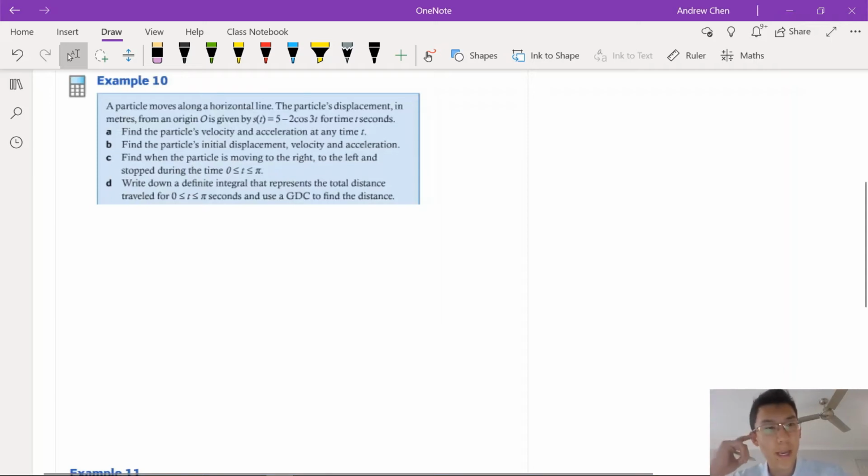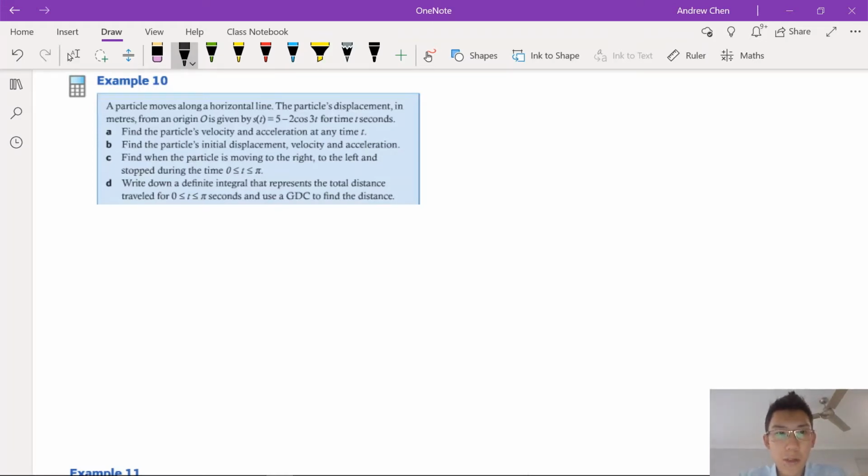Let's look at example 10 and 11. These are the last two examples in this chapter, and these two examples deal with linear motion. So that's one of the applications of calculus. So let's see what this one has for us, and we can use a calculator here.